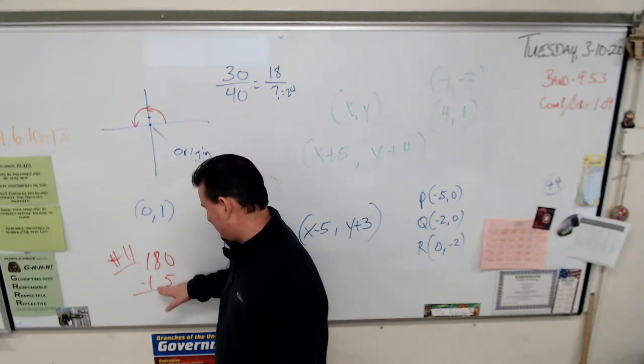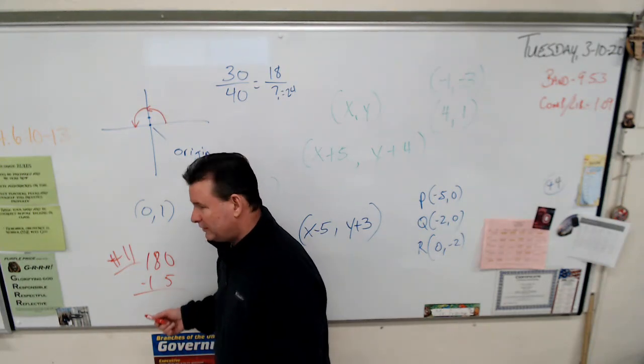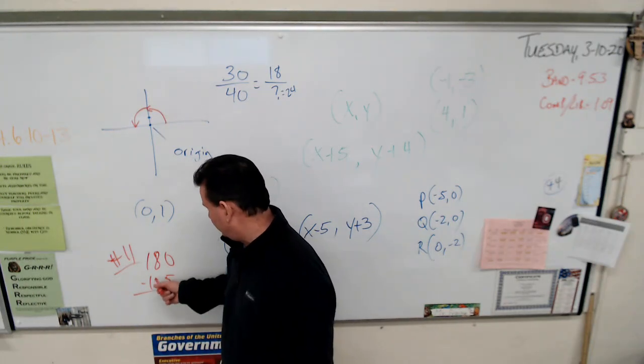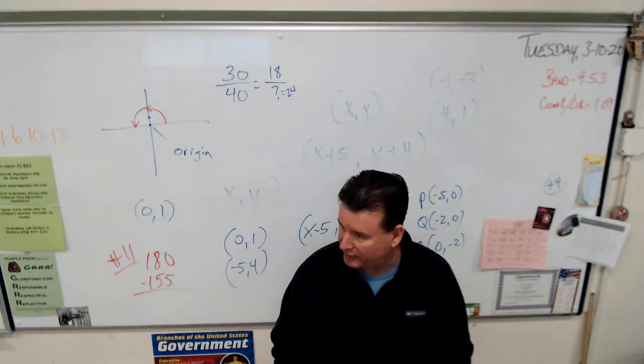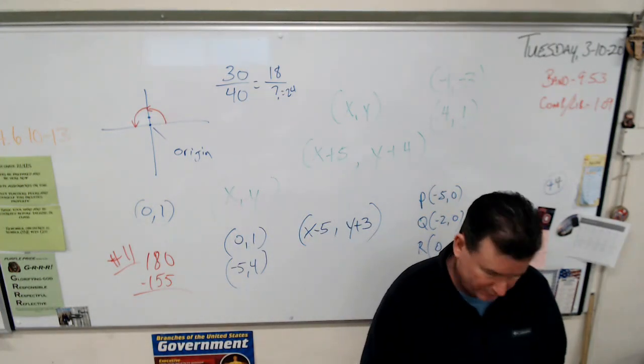I just corrected myself. Wait, what? 90 and 65, it's 125. Yeah, so you end up with 25 degrees. Yes, that's what I said.